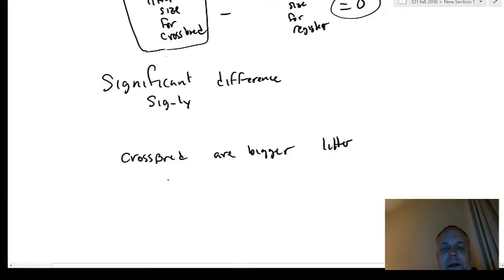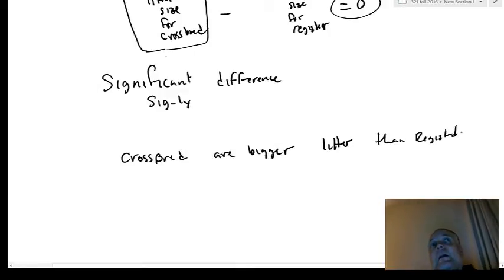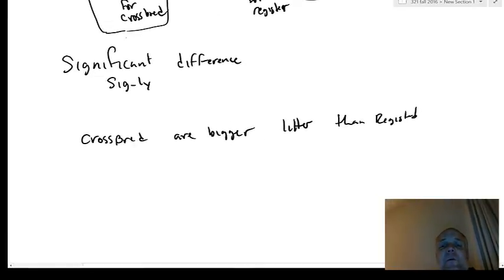Now I could just as well have said crossbreds have bigger litters than registered. I could have said it the other way around. I should have said registereds are smaller than crossbreds. I could have said it either way. Okay. But in this situation, you're saying one's bigger than the other one. And we call this a one-tailed test.